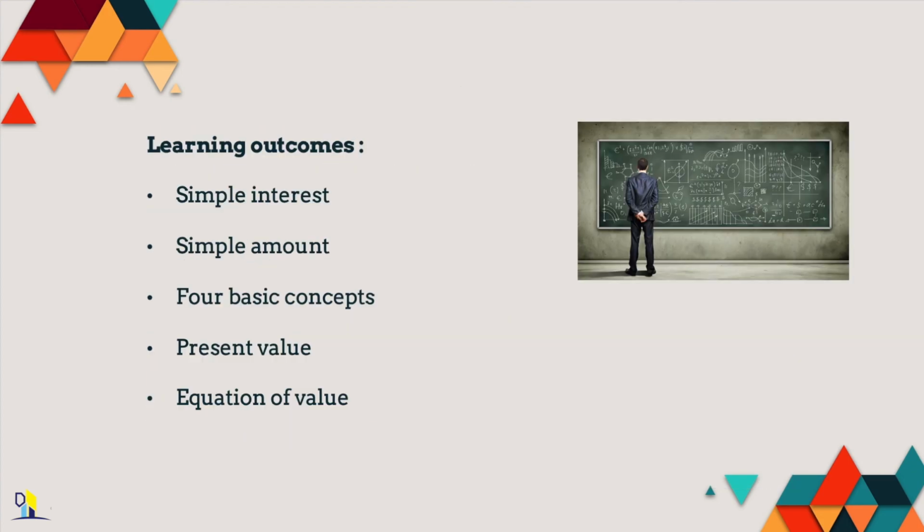So learning outcomes, what have we learned so far? We have learned about simple interest, which is just basically your interest rate, simple amount, basically your principal plus the amount of interest that you have earned. We have learned about the 4 basic concepts. We have learned about present value, and lastly, equation of value. So with a little bit of practice, a little bit more problem solving, you'll understand this in no time and you'll get the hang of it.